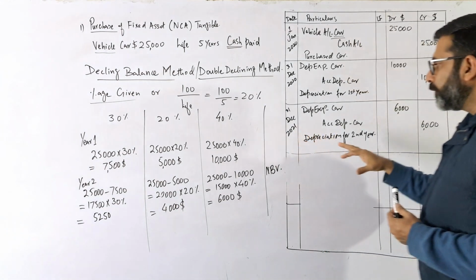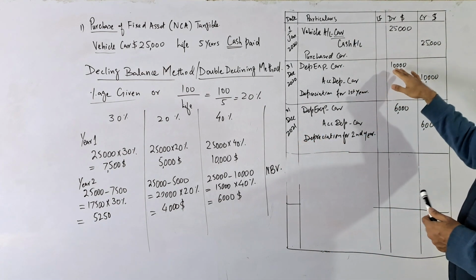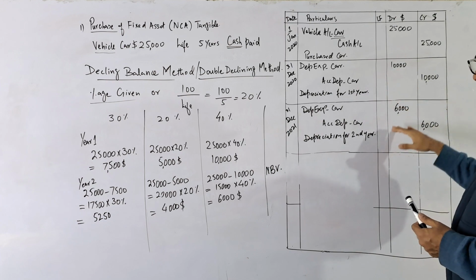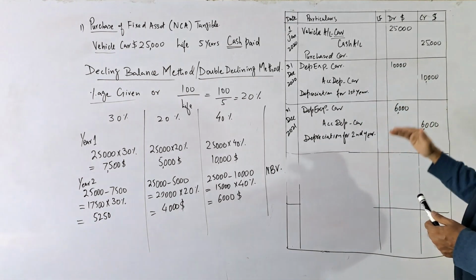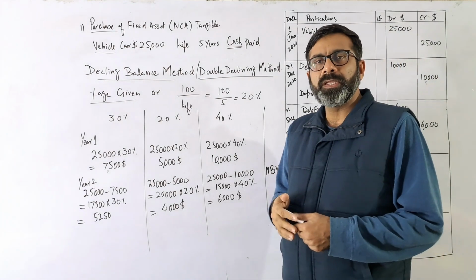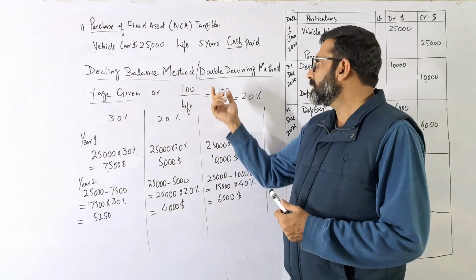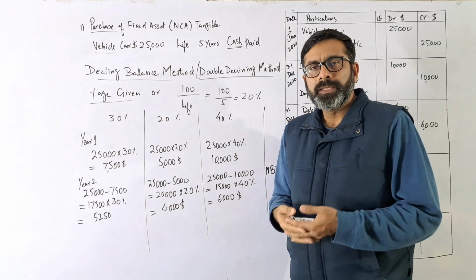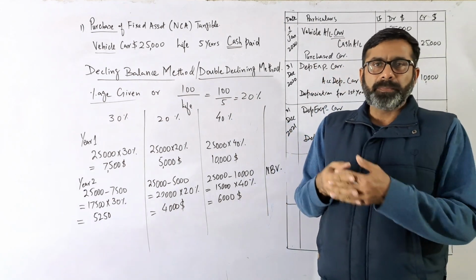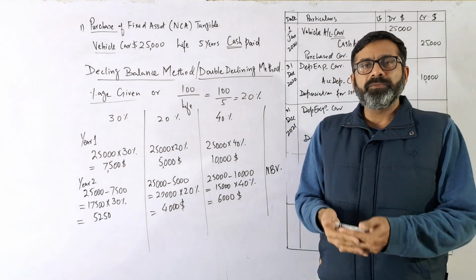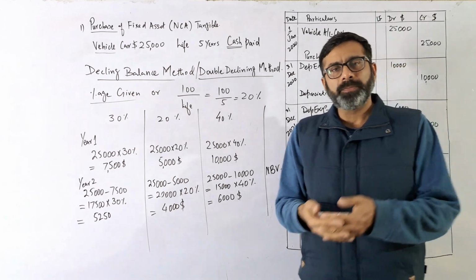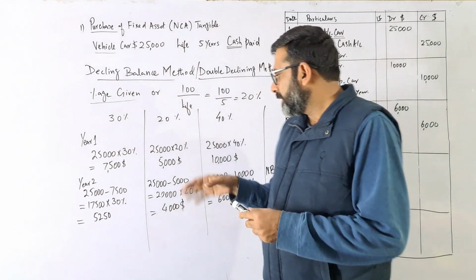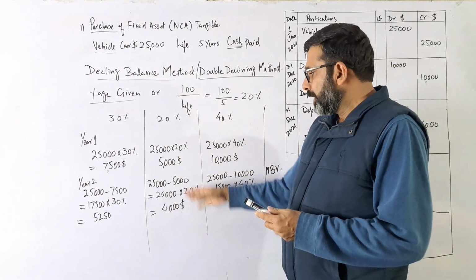If you notice, the first year depreciation was 10,000. The second year depreciation is 6,000. In the same way, every year the depreciation will be reducing. That's why it is called the declining balance method, where every year the asset depreciation is declining, and every year it will be less compared to the previous year.